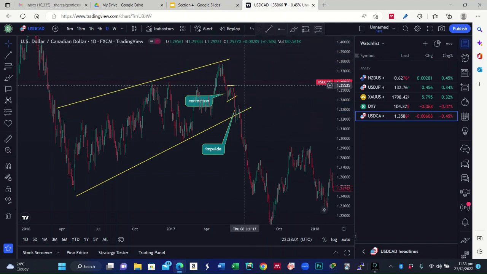So this is telling us that the market is always in a state of impulse and correction, no matter the time frame you are on.